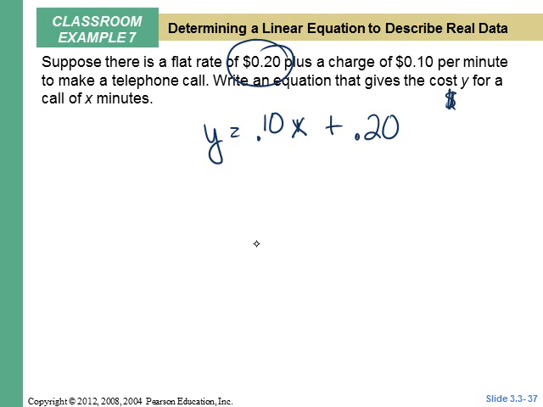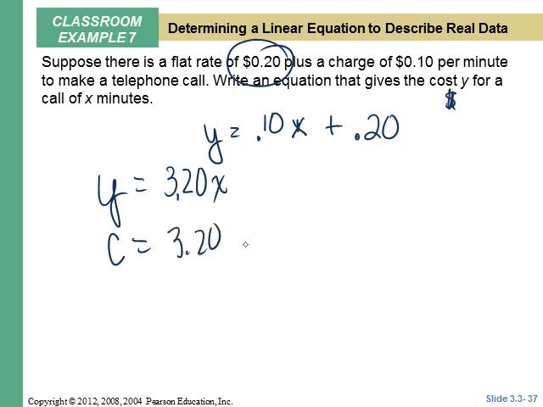I'm going to do number 7 in the textbook. It says a local gas station charges $3.20 per gallon. Total cost is just the number of gallons times $3.20. So cost is $3.20 times x, the number of gallons that you use. Actually, I would use C equals $3.20 times G for gallons that you use. That'd be the way I would do it.